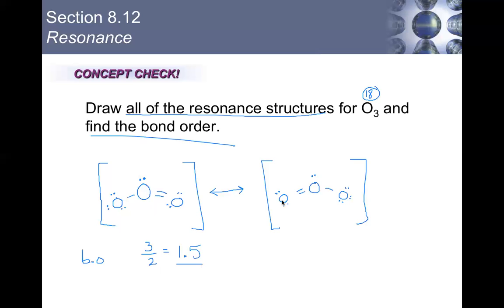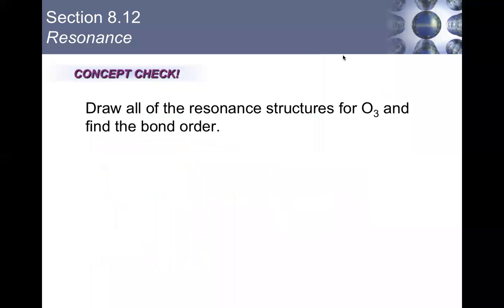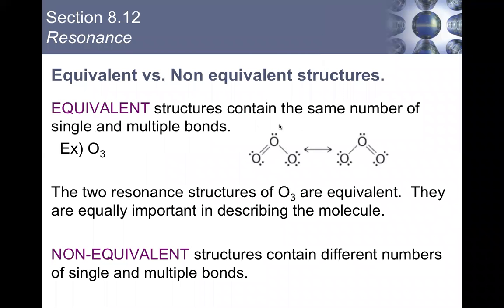Yeah, exact same thing. They'll always have the same bond order because they're really just the same. So these are equivalent, right? These 2 are equivalent. So these are 2 equivalent resonance structures because they both have a double and a single. Okay with that? Yeah. And so again, there's what we came up with. And we say they are equivalent because they have the same number of single and multiple bonds. They each have 1 single and 1 double.